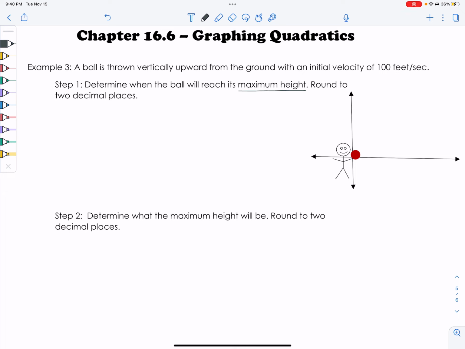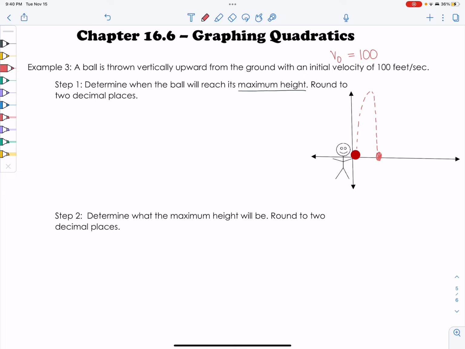Well, let's first just talk about what's happening. A ball is thrown vertically upward, so it's going to go up for some amount of time, and then it's going to eventually start to fall, and it's going to land back on the ground. Now, I've thrown it up with an initial velocity, and we said that that was v sub 0.